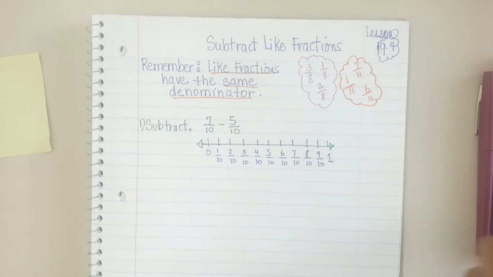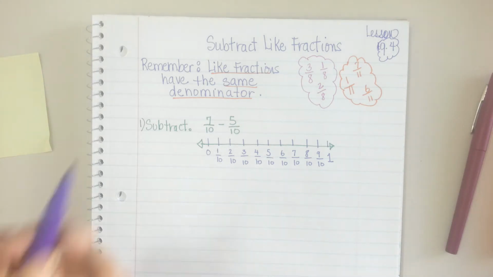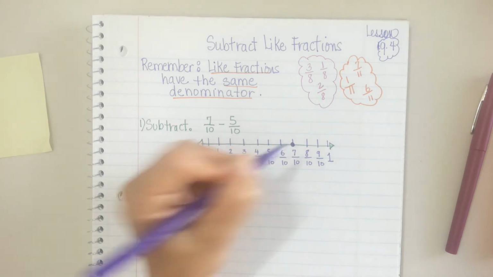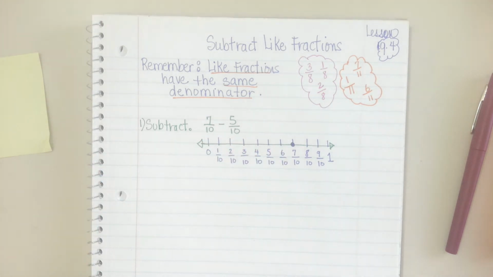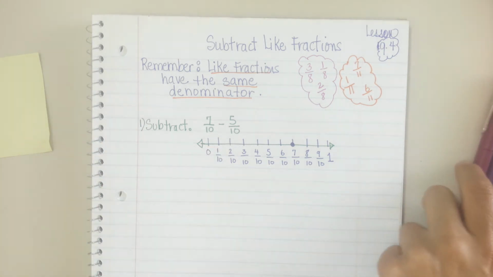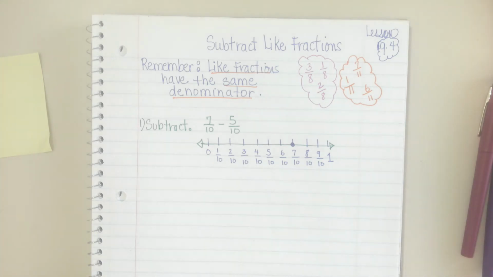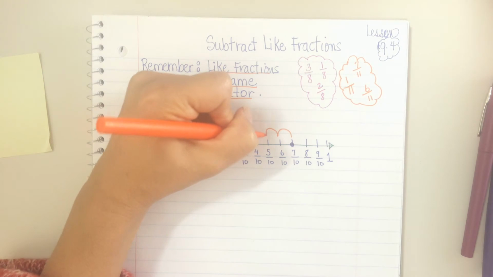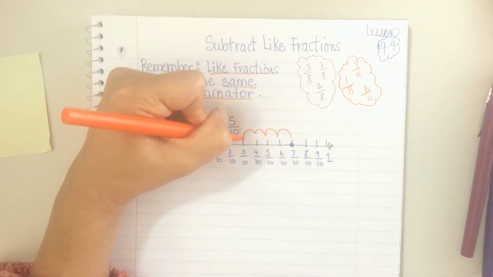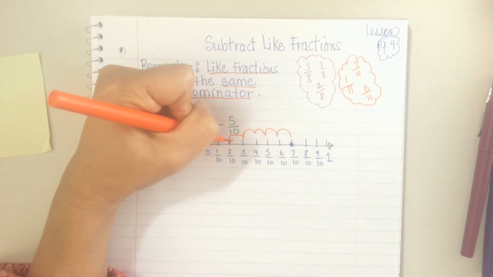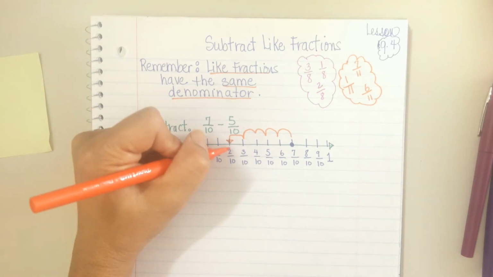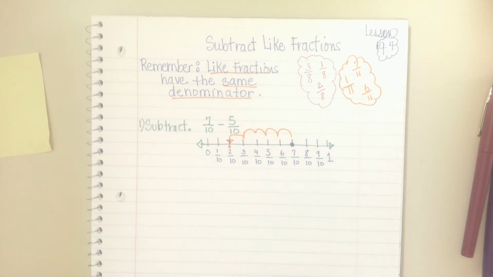Okay, here's what we do. We find our first fraction, 7/10, the greater fraction, and we are going to subtract 5/10 from that. One, 2, 3, 4, 5/10. And our answer is 2/10. That's where we landed.